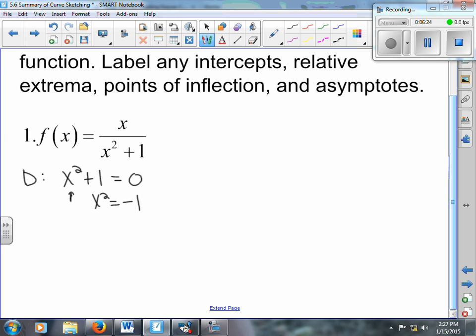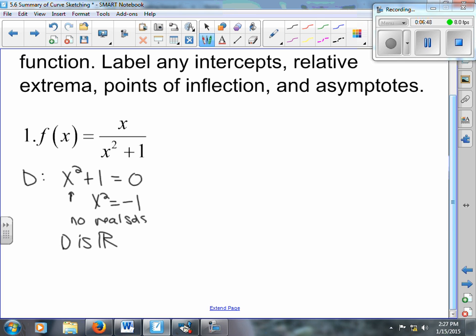Another way that you can see that is if you subtract 1 from both sides, can you square a number and get -1? Yes, in the complex plane, x would be plus and minus i, but we're only going to use real numbers, so no real solutions. So if there are no real solutions to problems in the domain, then the domain is all reals.